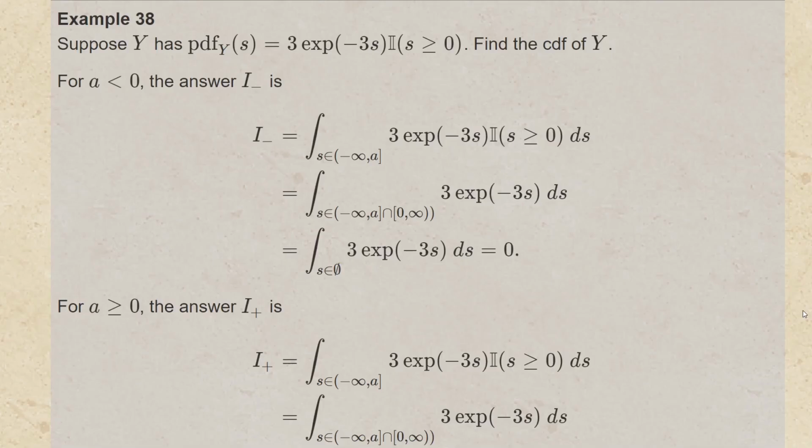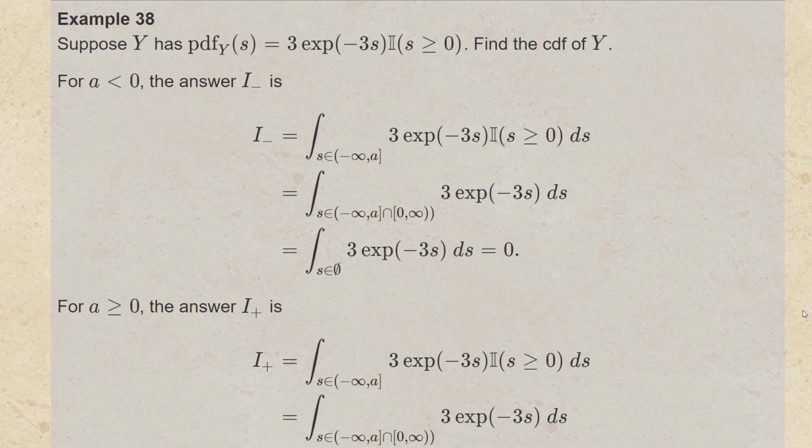For example, suppose that y has PDF of y at s equal to 3e to the minus 3s times the indicator that s is greater than or equal to 0, and we want to find the CDF of y. Well, for a less than 0, the answer, which I'll call I sub minus, is the integral as s goes from negative infinity up to a of our integrand, including the indicator that s is greater than or equal to 0. So if I bring that down, now we have s running from negative infinity up to a, intersection 0 to infinity, and that's just the empty set.